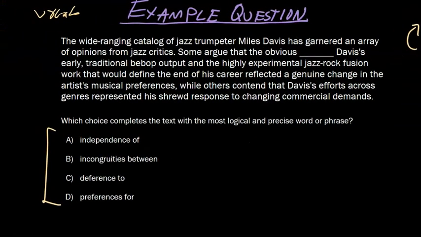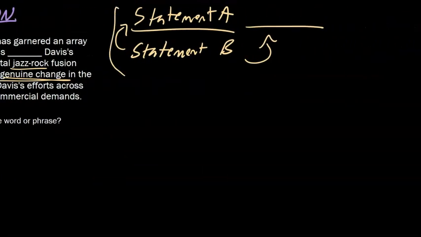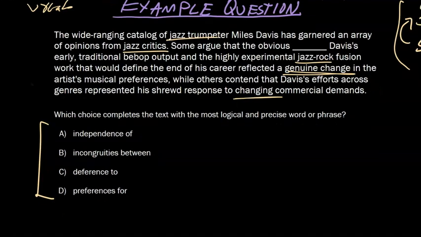So let's take a look at this example question. The wide-ranging catalog of jazz trumpeter Miles Davis has garnered an array of opinions from jazz critics. Some argue that the obvious blank Davis's early traditional bebop output and the highly experimental jazz rock fusion that would define the end of his career reflected a genuine change in the artist's musical preferences, while others contend that Davis's efforts across genres represented a shrewd response to changing commercial demands. So I emphasize the word changing here. Why? Because it appears twice, and because it seems like that's kind of forming our Statement A, Statement B here. So let's take a look.